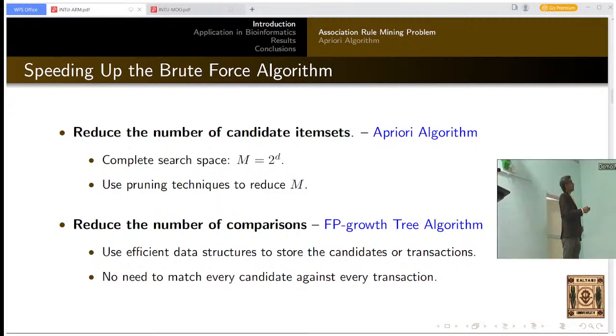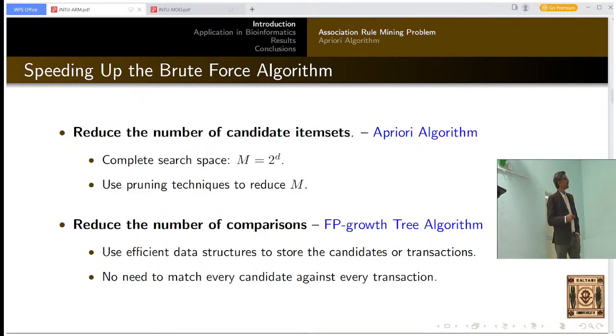And so this is to reduce the number of candidate item sets. That means this a priori algorithm is able to discard many item sets even without computing their support. Whereas this FP growth tree algorithm actually can reduce the number of comparisons. Anyway, I'm not going into the details of FP growth tree algorithm. It is a much more efficient algorithm than a priori, but let us concentrate on the a priori algorithm, that is, how we can reduce the number of candidate item sets for which the support has to be computed.